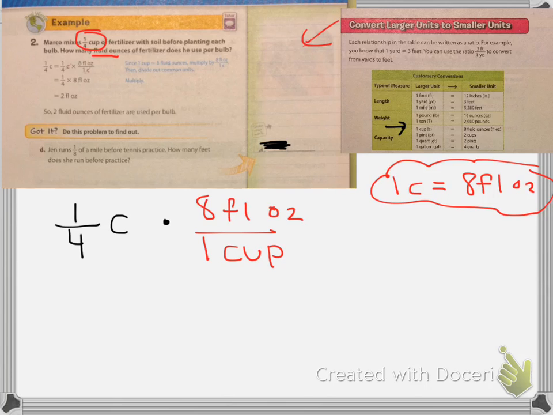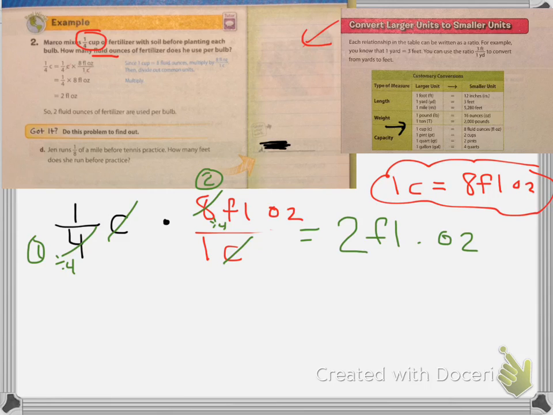I probably should not have written cup, I should have written just C. I'm immediately going to cross out that C, because that's the whole purpose of putting the cup on the bottom. And then I'm left with 1/4 times 8. So I can also cross simplify the 4 and the 8. I get 1 here, and I get 2 here because I'm dividing by 4. Right? And so then 1 times 2 is 2, and I am left with 2 fluid ounces. And that is also the answer that they got.